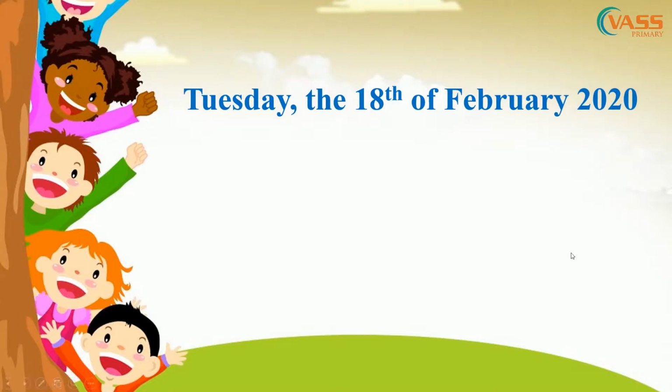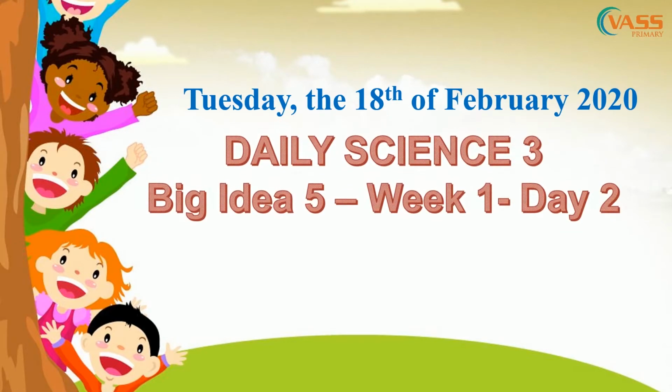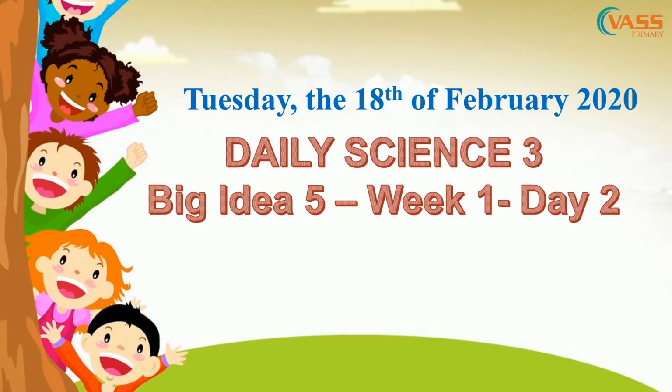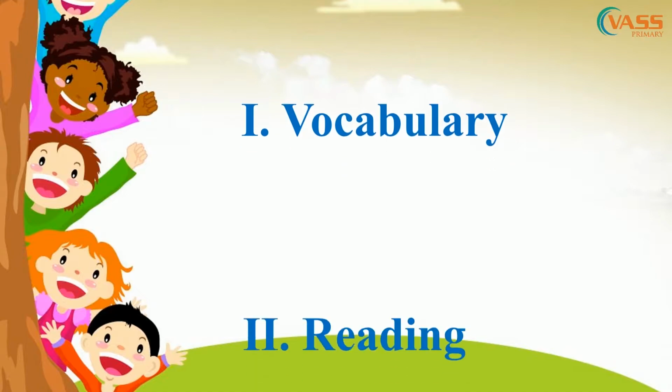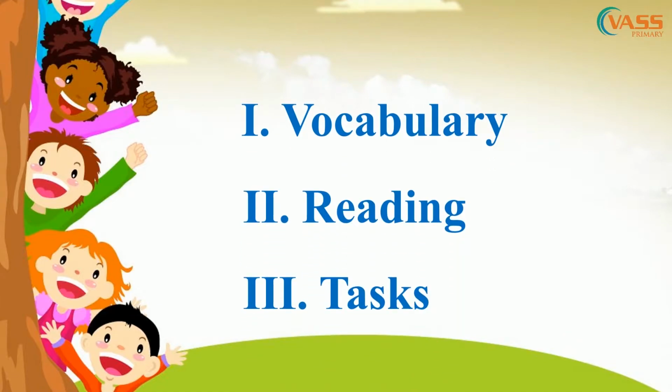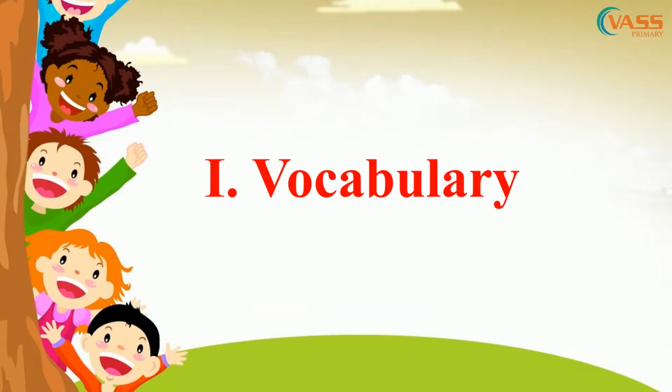Today is Tuesday, the 18th of February in 2020. Let's get our Science Daily 3 books, Big Idea 5, and go to Week 1, Day 2. Why does it get hot in a car on a sunny day when it is cold outside? We have 3 parts to today's lesson: vocabulary, reading, and our tasks. Let's start with vocabulary. Are you ready?